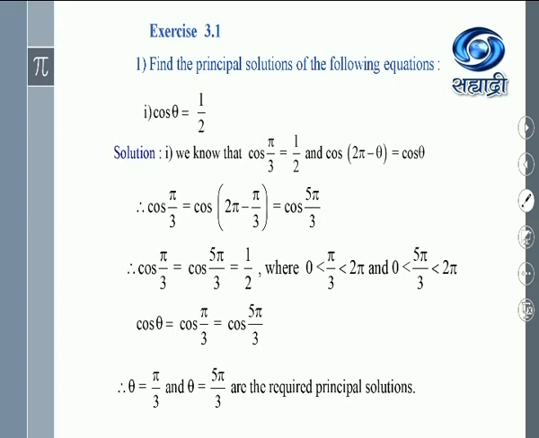Clear? So please remember the method of finding the principal solutions. It is very, very easy. All these steps must come in the solution with the condition. This is very, very important condition you will have to remember. Okay, so this is very easy to understand.